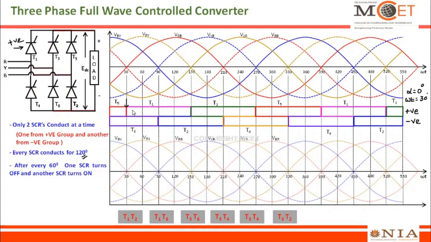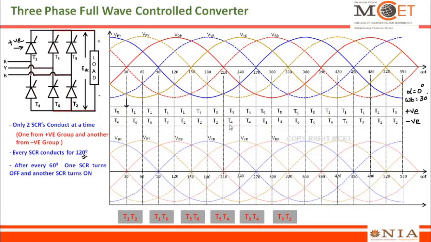Now I will replace all these boxes with the corresponding SCRs. So like this, this is T1, this is T1, this is T1, this is T1 and this is also T1. Similarly, this box will be completely filled with T2. In order to make the understanding simple, I do this. So all the SCRs are named inside the boxes and I remove the boxes now.